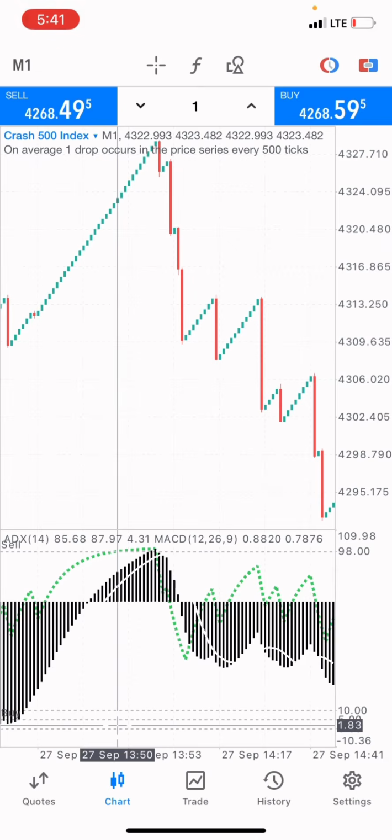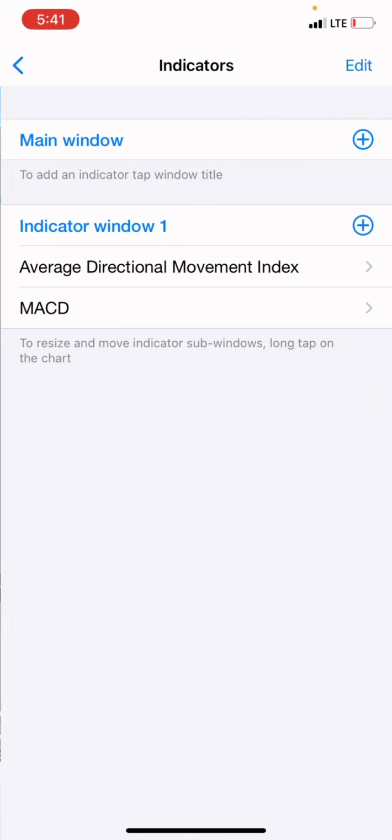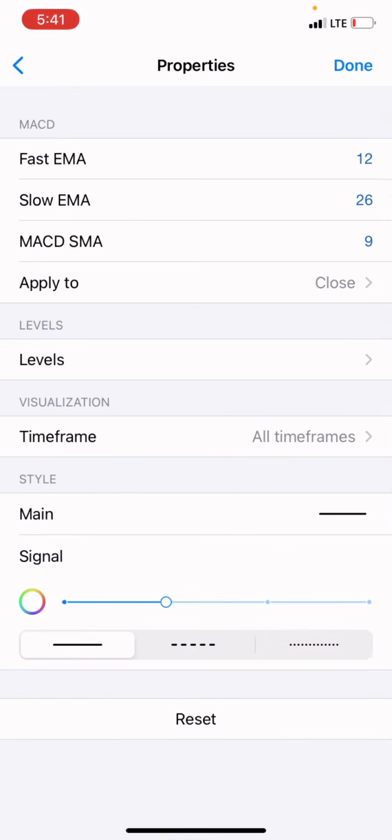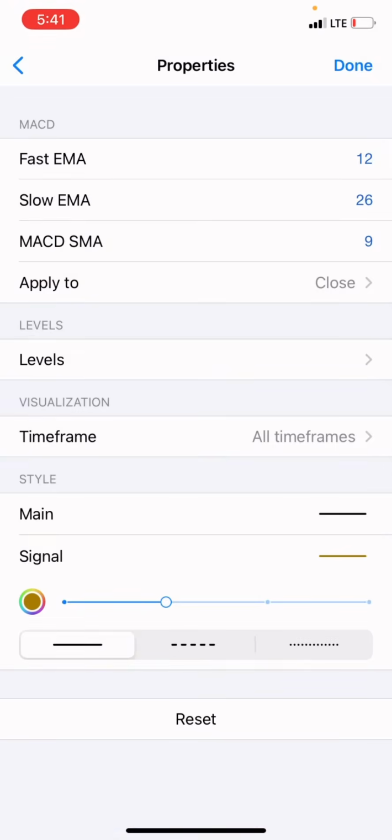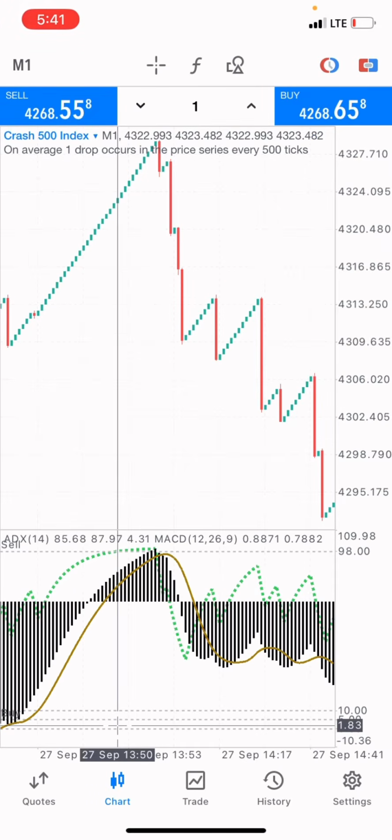Okay, so let's go back and set the line. Let's change this one to gold, a light gold here, just as you can see. After that you click on done. All right guys, so these are the two indicators we're going to be using for this strategy.